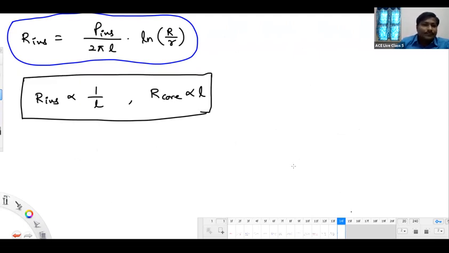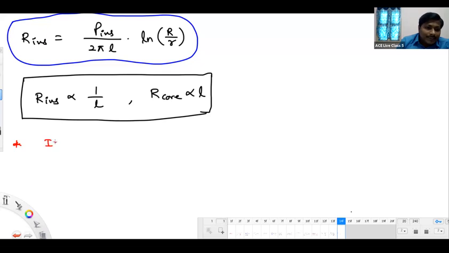Next, tell me what will happen to these two resistance values, R insulation and R core, with respect to length. If the length of the cable is increasing, what will happen to these numbers? We know it. R insulation is decreasing, core resistance is increasing.